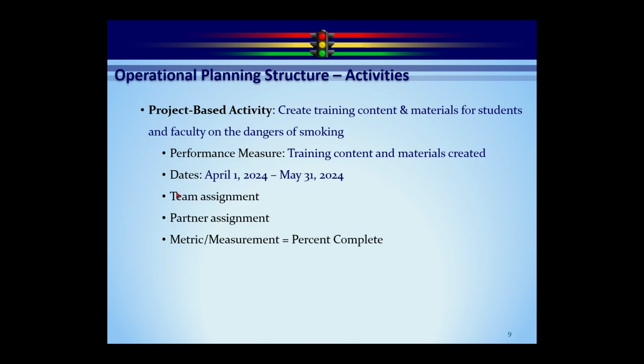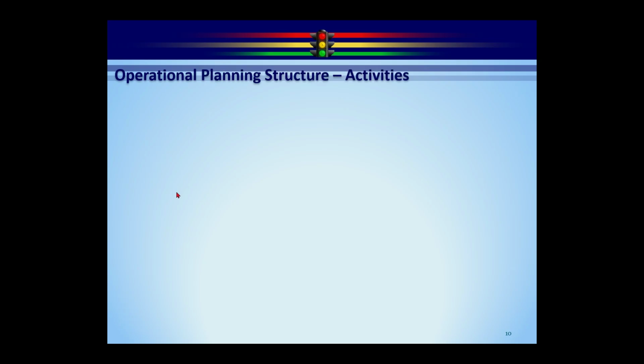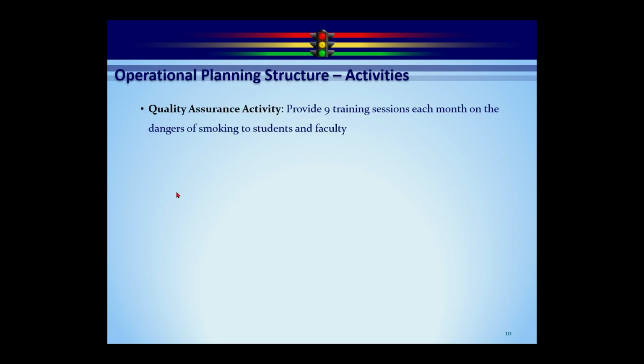Our measurement in this case is simple: percent complete. How far along are we in creating the training content? Basically 0 to 100%. So that's our project-based activity. Our next activity we're going to call a quality assurance activity. The QA activity here is to provide 9 training sessions each month on the dangers of smoking to students and faculty.